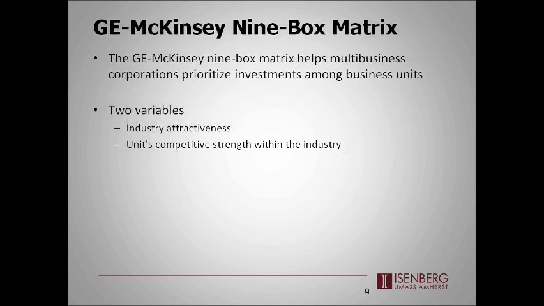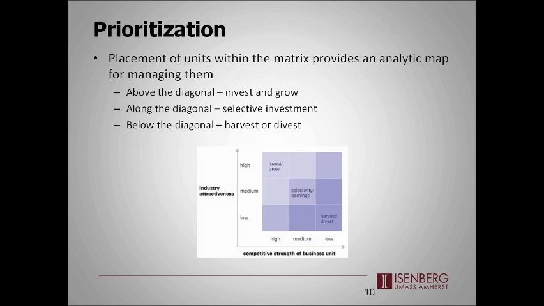Moving on to the second reading on the 9-box matrix. The HBS reading noted capital misallocation costs, and the 9-box matrix is essentially a framework to help mitigate those costs. It's meant to help prioritize investments among different business units. And there are two key variables: industry attractiveness and the unit's competitive strength within the industry. Slide 10 illustrates the matrix.